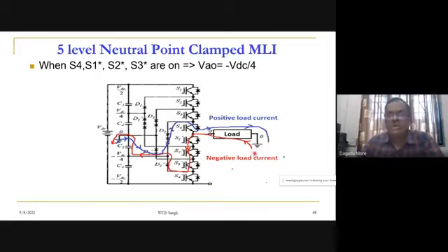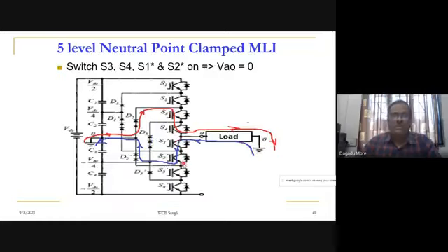And the opposite current will flow from this A to this, and then it will flow through S3, S1 star, S2 star, S3 star, and then it will come to this point and go to this VDC by 4. So the voltage level we obtain will be VDC by 4, and the devices on are S4, S1 star, S2 star, and S3 star. So this will be a minus VDC by 4.